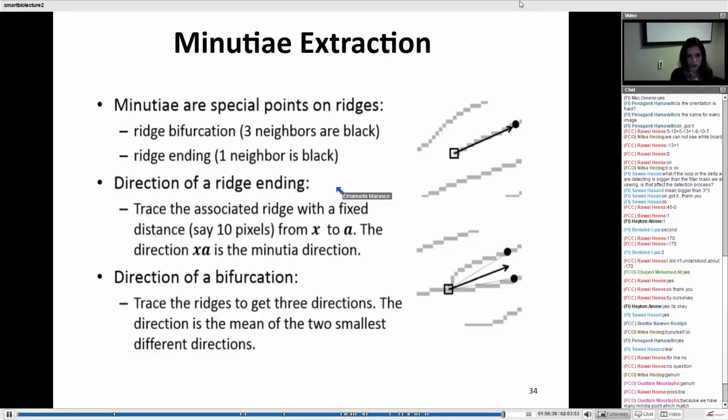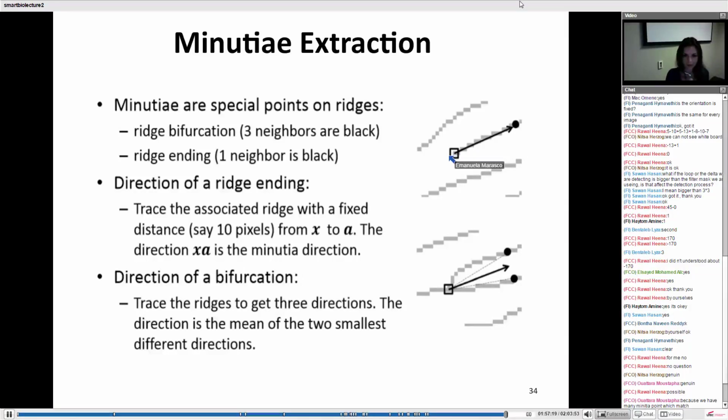Right? In the case of ridge ending, it's very simple to determine the direction of the minutia point. We trace the associated ridge with a fixed distance, for example, 10 pixels here: 1, 2, 3, 4, 5, 10. From X to A. And then the direction XA is the minutia direction. So this is how we obtain the direction of the ridge ending.